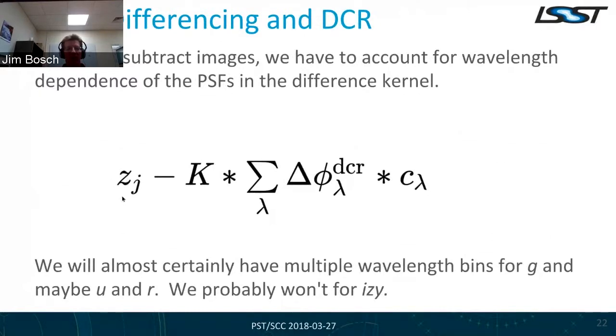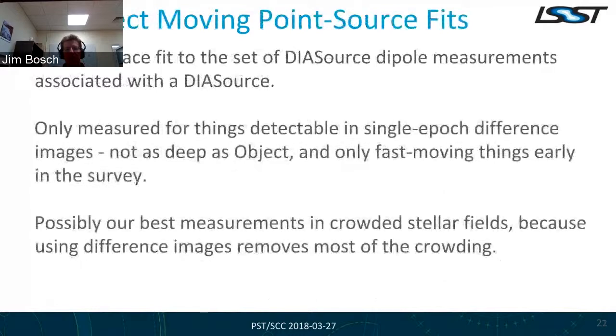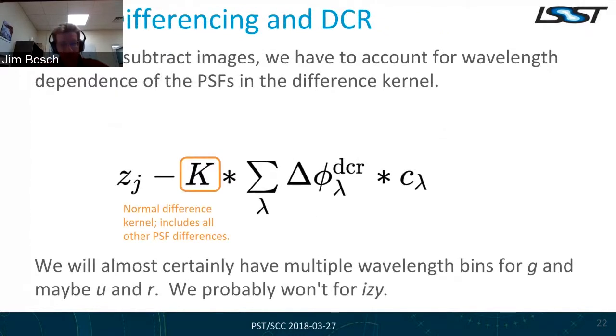So we have the actual image Z, and we're going to subtract some coadd image C, but we're going to convolve it with the difference kernel first, and that's split up into a few terms. First, we have this normal difference kernel. This includes all the other PSF differences. This is the normal thing you would do if you were not worried about chromatic PSFs, and it's just constrained from trying to match the coadd to the science image you're trying to difference it with.